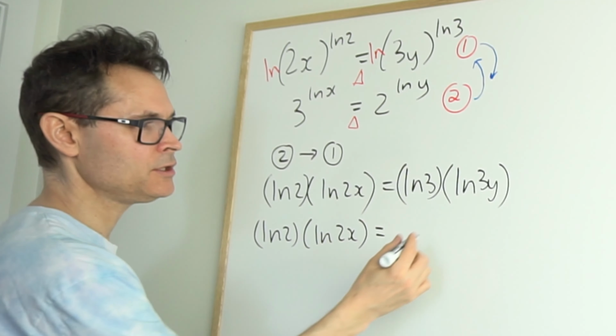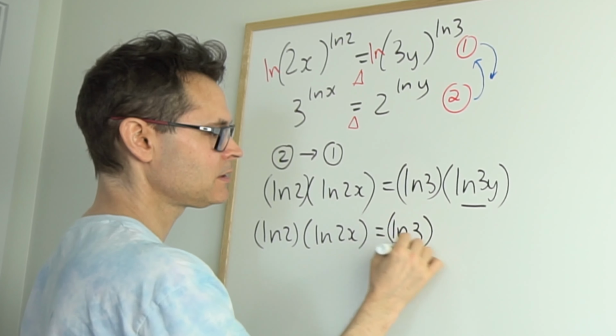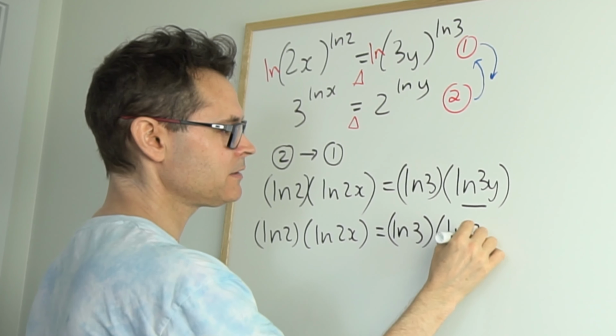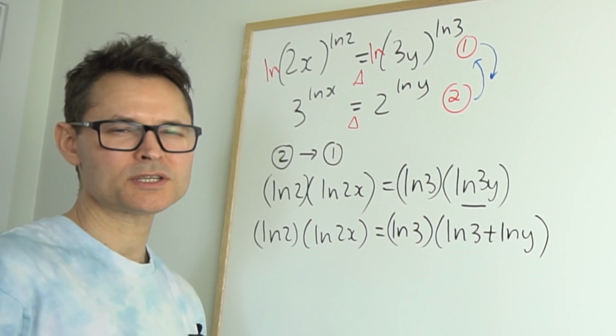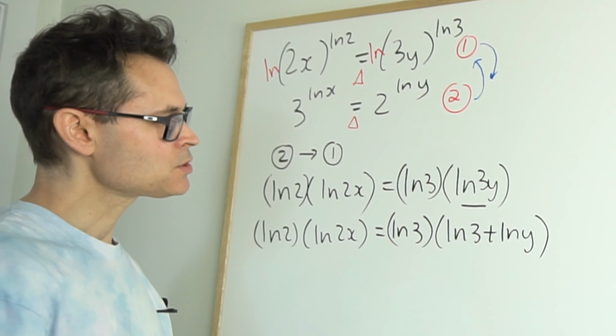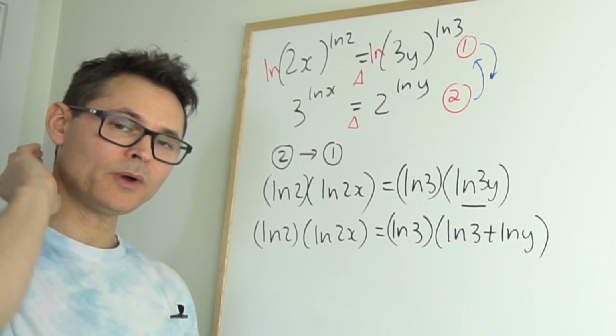And over here, I used the product law. So that's going to be the ln of 3 times the ln of 3 plus the ln of y. Just a basic log rule. So I stopped there, and then I went to the second equation.